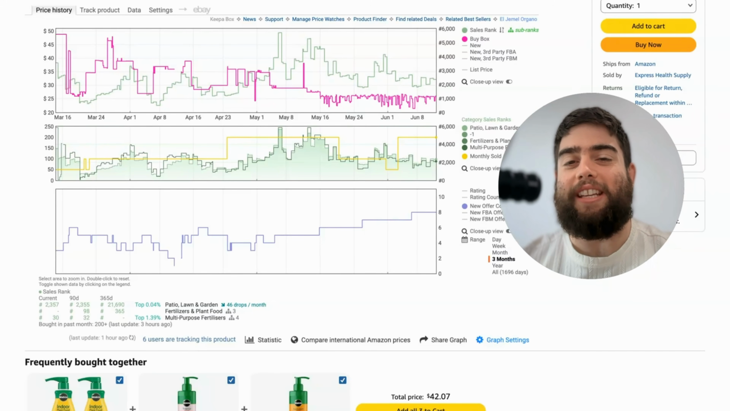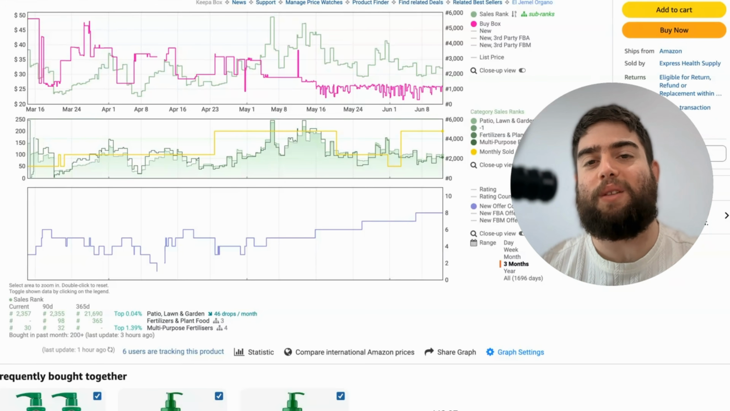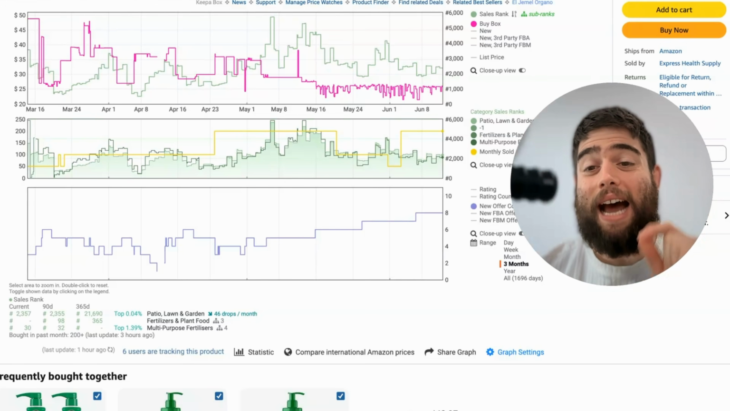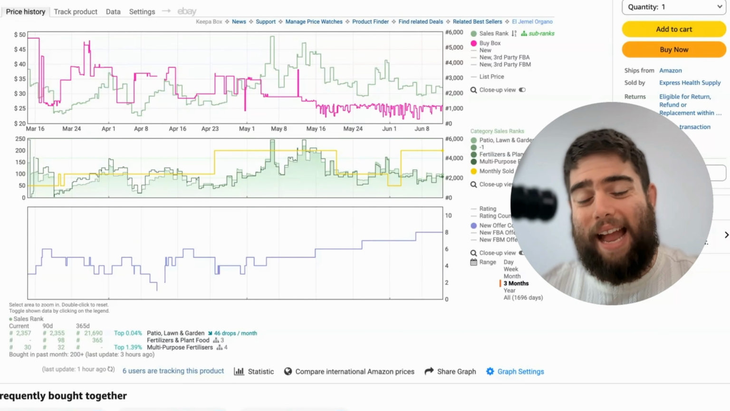So you're looking how to read Keepa charts, you're in the right place. There's purple line, green line, yellow line, blue lines. What do they all mean? This video is going to be the master class on how to read everything there is with Keepa, including the track product feature and diving into the data.